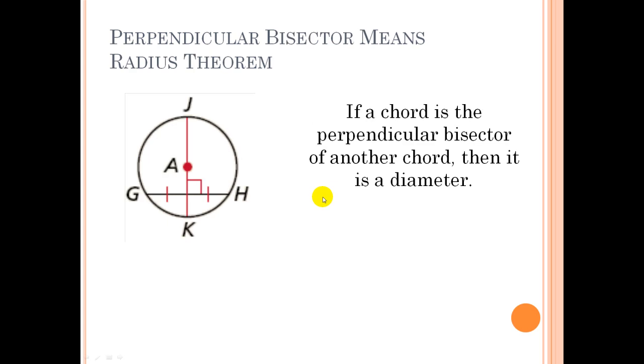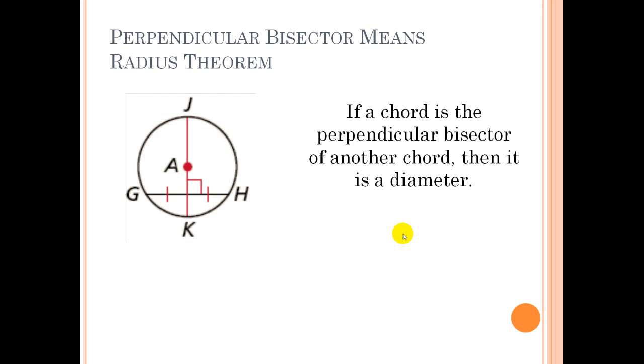And anytime you have that nice little perpendicular radius, it bisects the chord. Last theorem of the evening, perpendicular bisector means radius theorem. Kind of reverse, but not quite, because since we can't really talk about a radius for this, I'm going to use the word diameter instead. But it's basically the same thing.